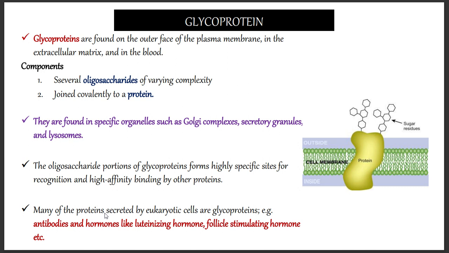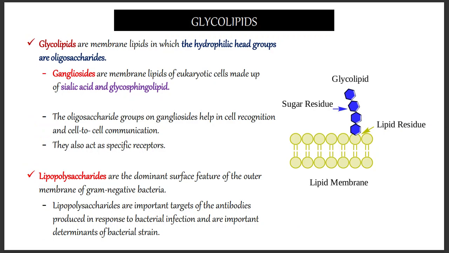Many proteins which are going to be secreted in eukaryotes are glycoproteins, for example antibodies and hormones like luteinizing hormone and follicle stimulating hormone. These all are glycoproteins, meaning that they are made up of oligosaccharide and protein. The other one of importance is the glycolipid.